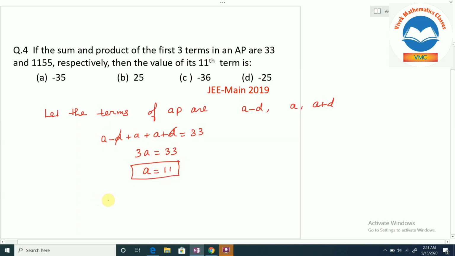Now they have given the product of these three numbers as 1155. Okay. Product means A minus D into A into A plus D, and this value is 1155. What is A value? 11 minus D into 11 outside, and 11 plus D. A minus D into A plus D, we can apply the A square minus B square formula. Here 1155, the 11 table we can cancel. We will get 105.